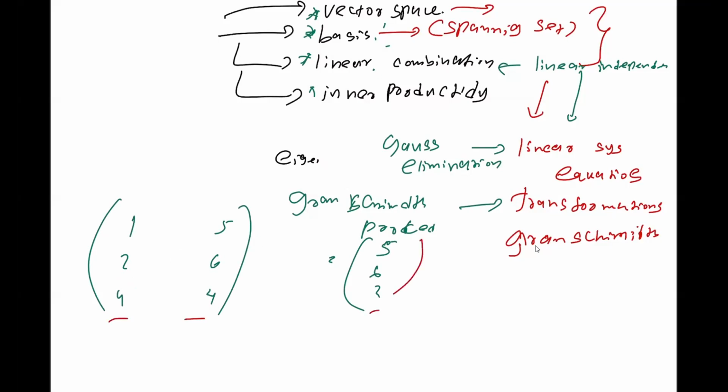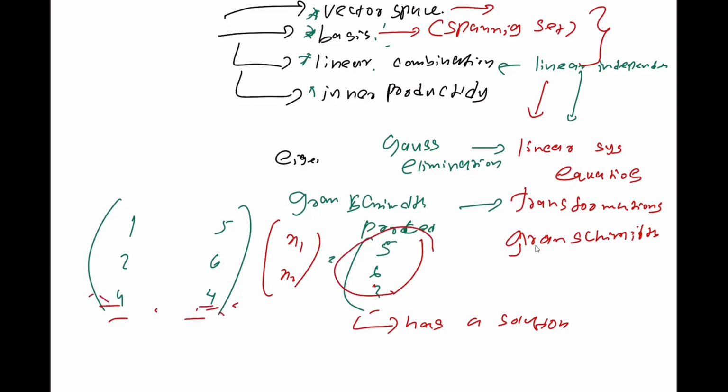What are you going to do? You're going to solve this system of equations. If this system of equations has a solution, it means these three vectors are linearly dependent. But if this linear system doesn't have a solution, it means you cannot express this vector in terms of these two vectors. It means these three vectors are linearly independent.